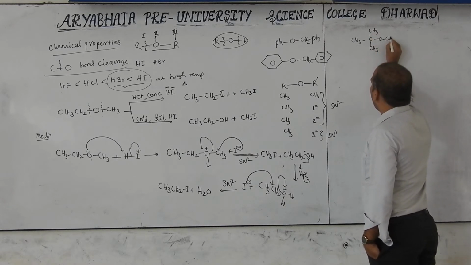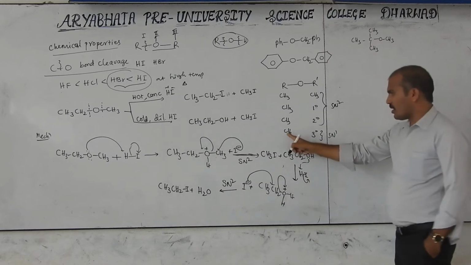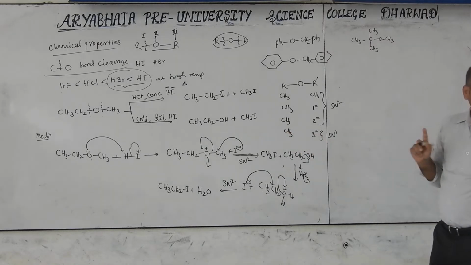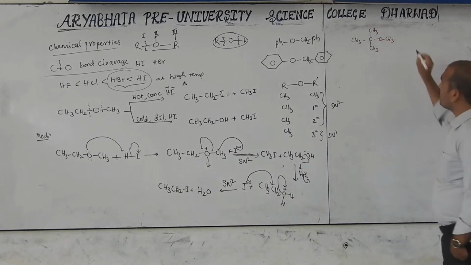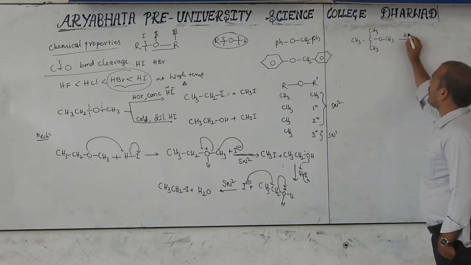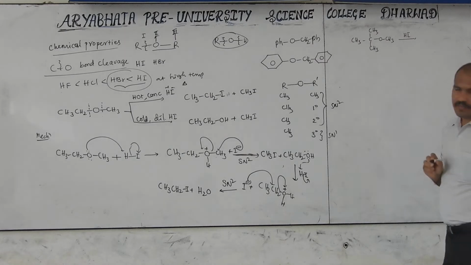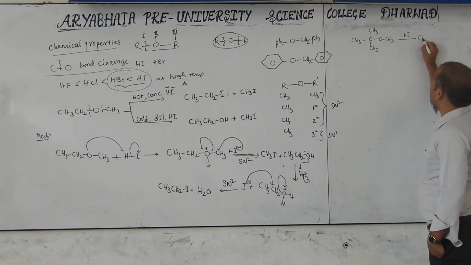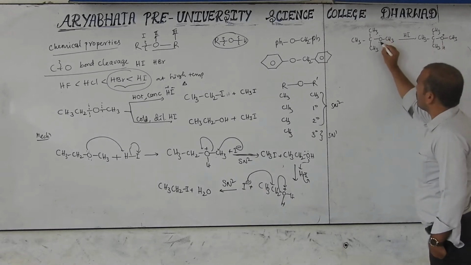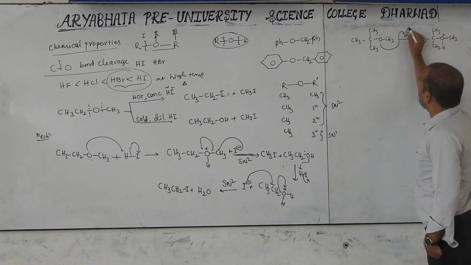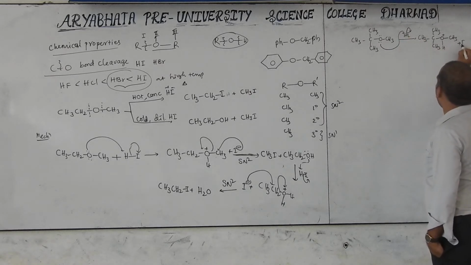CH3, OCH3. Which combination is that? Methyl and tertiary combination. This is methyl, this is tertiary. So now we react with HI. Then what will happen? We will take the CH3, CH3, CH3O, CH3, and here H plus. Here the lone pair is there, that will be taken here, and this minus. So we have here I minus.